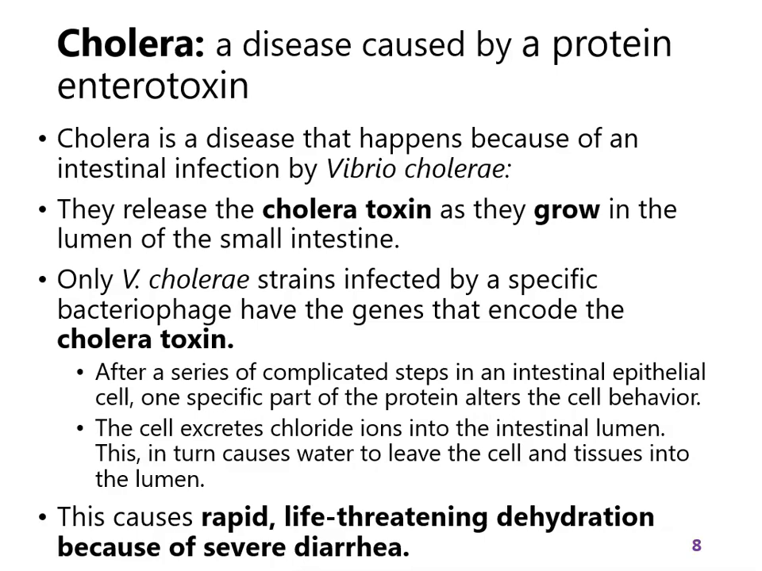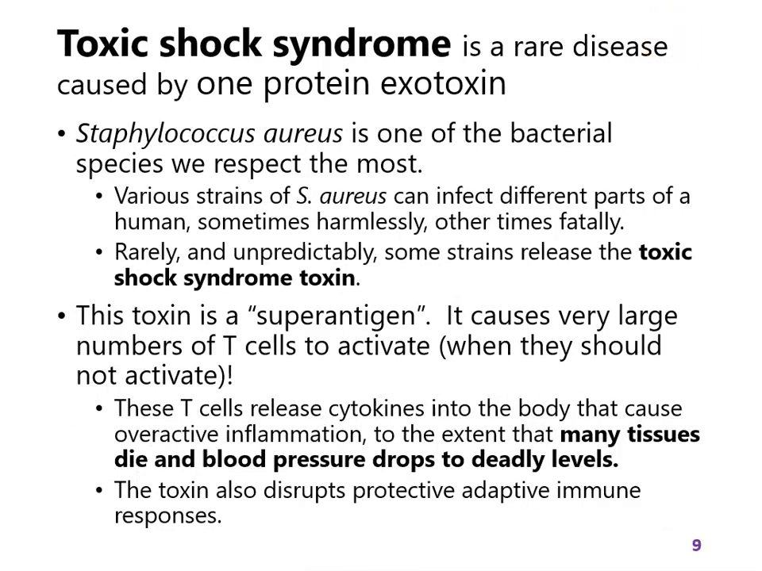This also explains why you can save a person's life if they have cholera by giving them oral rehydration. So you measure how much diarrhea comes out and give them that much of an electrolyte sugar solution to replace the fluids and give them the electrolytes back. So cholera is horrible. Another horrible, very different thing is toxic shock syndrome.